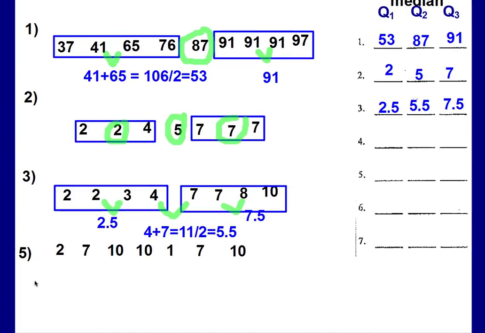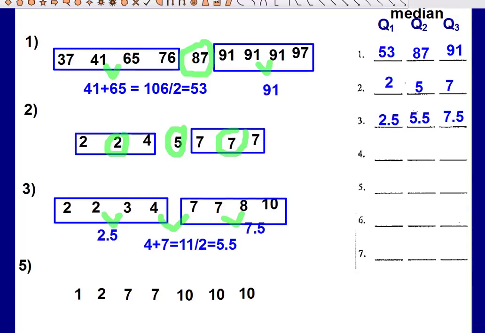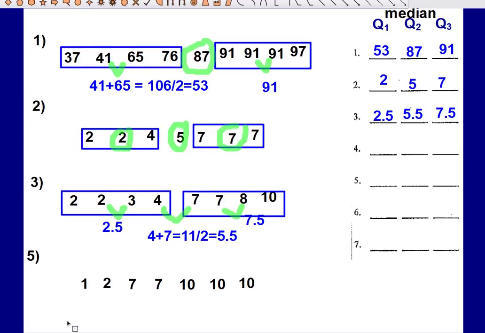Okay, let's skip down to number 5 and let's work number 5. This will be our last example. Okay, put them in order from least to greatest. We have 1, 2. There are 2 7s and 3 10s. How many pieces of data do you have? 1, 2, 3, 4, 5, 6, 7. 7 divided by 2. 2 will go into 7 3 whole times. So I want 3 pieces of data in my lower and 3 pieces of data in my upper half.